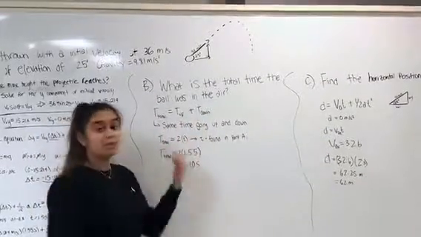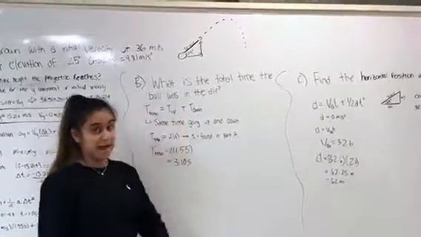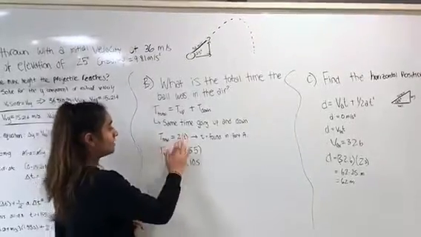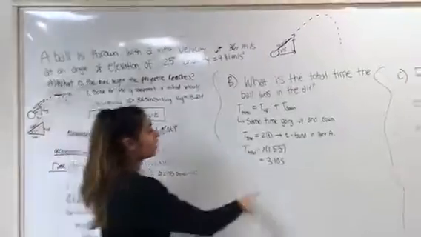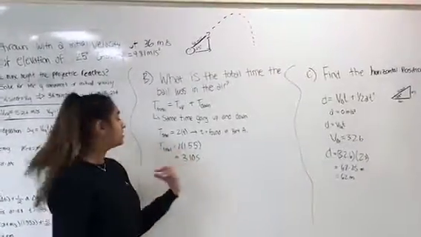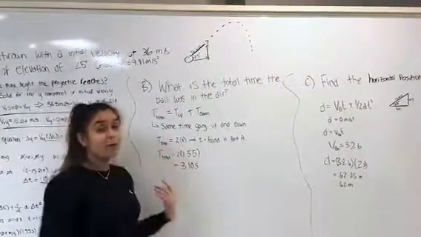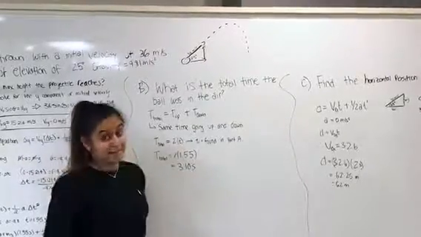The time going up and going down is the same. So the total time is 2 times t. As we found a t over here, we're going to plug it in and multiply it by 2, and the total time we will get is 3.10 seconds.